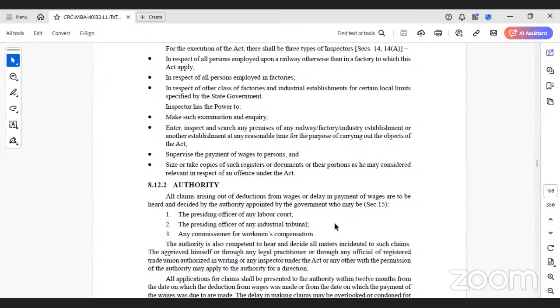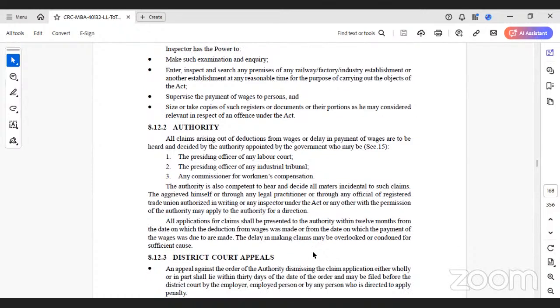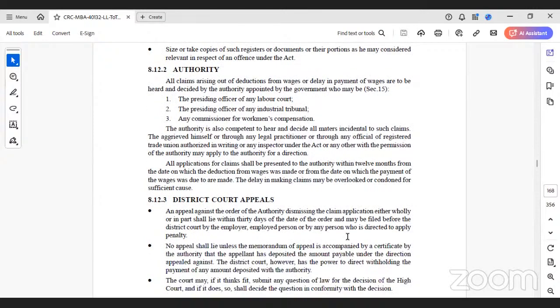So it can be the presiding officer of any labor court, or the presiding officer of any industrial tribunal, or any commissioner for workmen's compensation. These will be the authorities who have the power to check, verify, and give their decision, check the delays, if there is any delay, the mode of payment of the wages, or the registers verification. All these things they have the authority to verify. And the district court appeals.